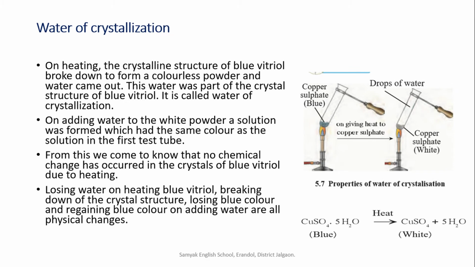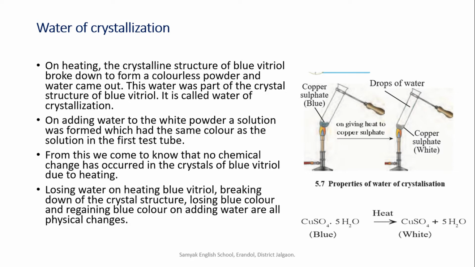Let's look into some explanation of it. On heating, the crystalline structure of blue vitriol broke down to form a colorless powder and water came out. This water was part of the crystal structure of blue vitriol. It is called water of crystallization. So heating separates water from the blue vitriol, and that's why it becomes colorless powder.